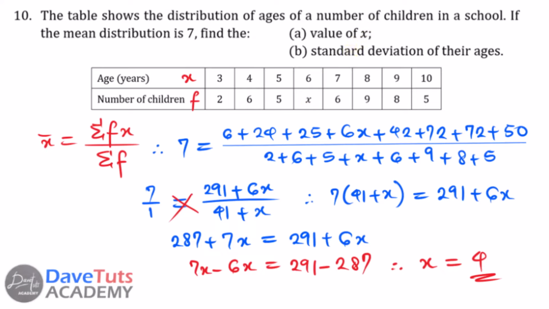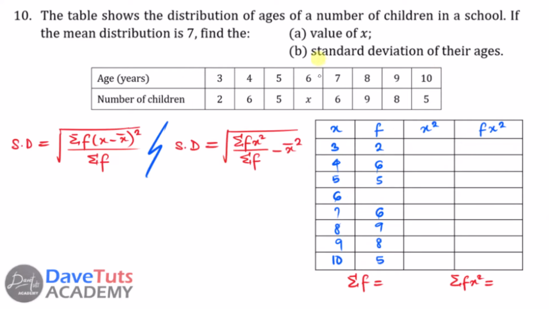So in the second part of this question, for us to get the standard deviation of the ages of these children, normally we can make use of any of these two equations. Now I'm going to be making use of these.